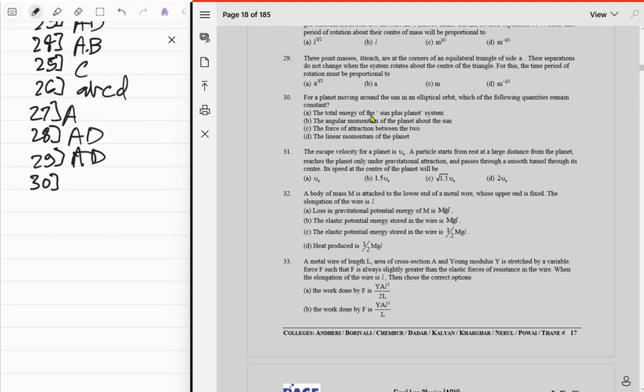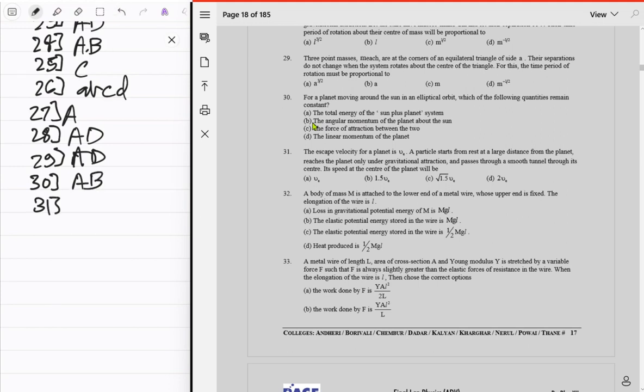The force of attraction between the two, that is not constant. It changes. Linear momentum of planet also changes. Direction change हो रही है यार पहली बात तो. So C and D कैसी कौन सी constant है? So A and B, right? A and B.